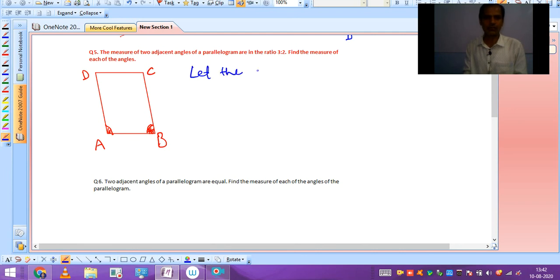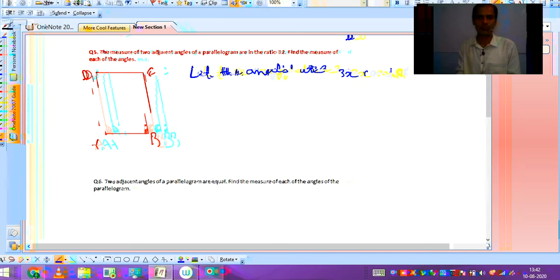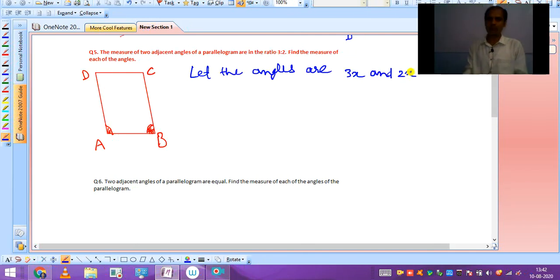So we write the steps. Let the angles be 3x and 2x. Okay, multiply the ratio by x, so angles are 3x and 2x, and the property is 3x plus 2x is 180 degrees. This is the property of adjacent angles in a parallelogram, not in every quadrilateral, in parallelogram. So jo bhi adjacent angles hote hain unka total 180 degrees hota hai.